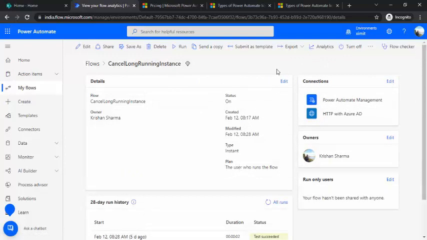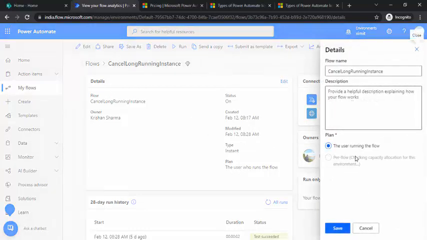And how do you set the per flow license? In the settings on the detail page, you can simply go to edit. Right now you can see it's checking my capacity for per flow licenses, and because I have consumed it, it's showing as disabled. If you have a capacity defined at your Power Platform admin level, then this would be enabled. You can just set it to per flow and save it.